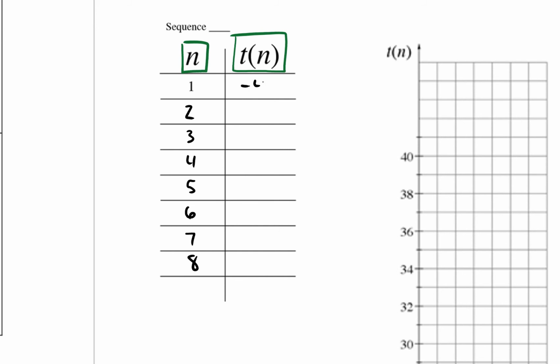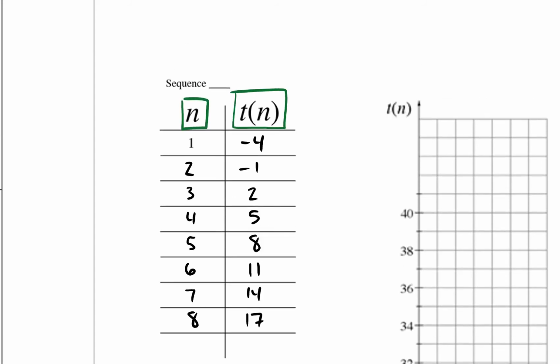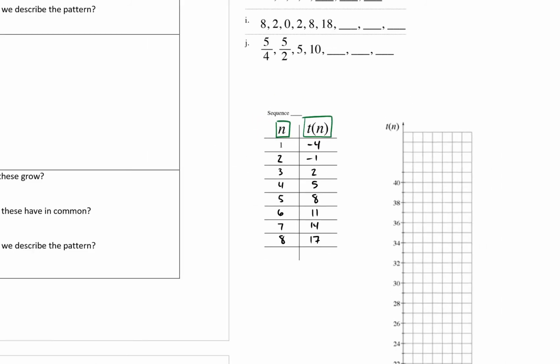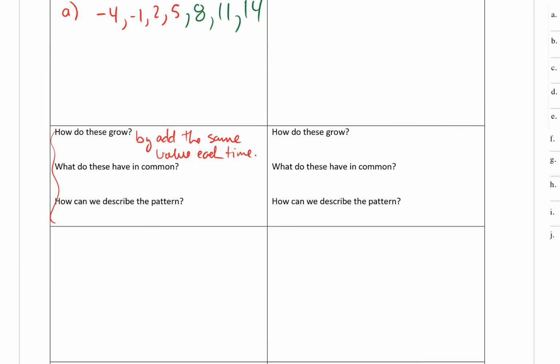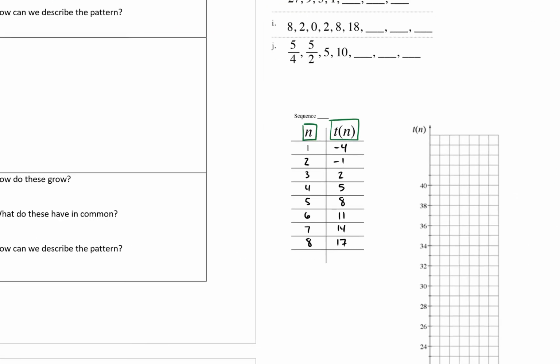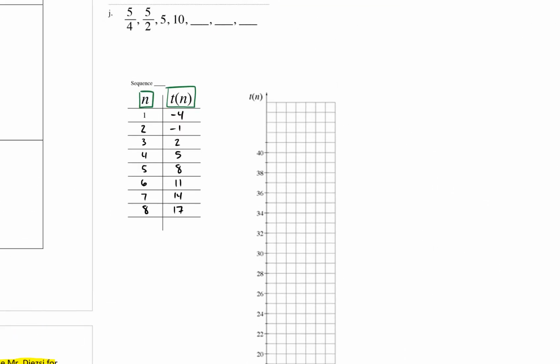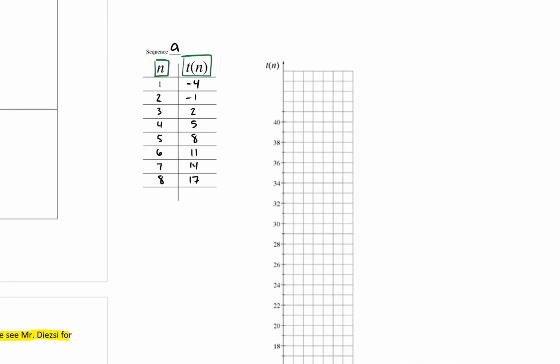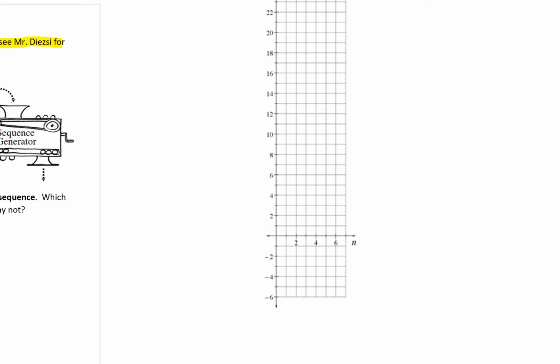The first term was -4. The next term was -1. The next one would be 2, and then 5, and then 8, and then 11, 14, 17. So I even extended it to an eighth term. Those are the term values. And what I want you to do, in addition to extending it, and probably you don't need to extend up there, you can just do it on this sheet. Let's label this sequence A, and over here, this graph would be for sequence A also.